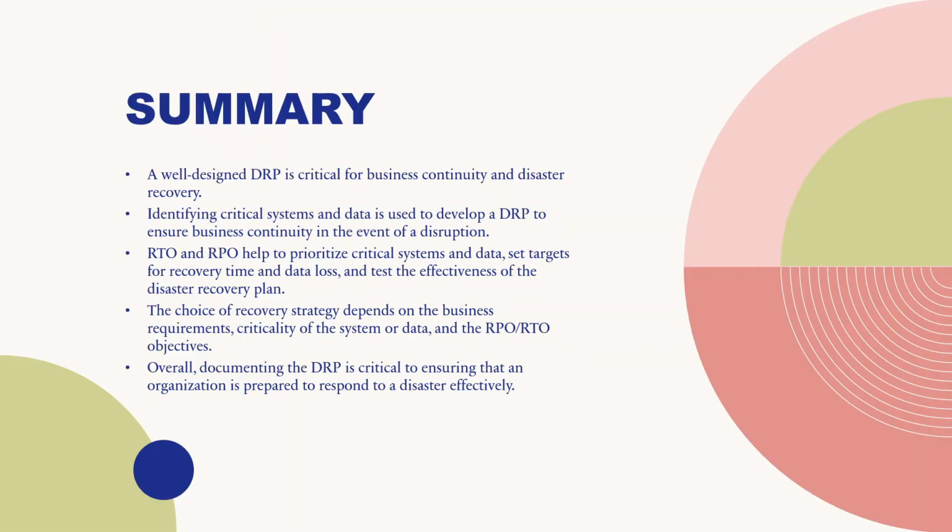So, in short, a well designed DRP is critical for business continuity and disaster recovery. Identifying critical systems and data is used to develop a DRP to ensure business continuity in the event of a disruption. RTO and RPO help to prioritize critical systems and data, set targets for recovery time and data loss, and test the effectiveness of the DRP. The choice of recovery strategy depends on the business requirements, criticality of the system or data, and the RTO and RPO objectives. Overall, documenting the DRP is critical to ensure that an organization is prepared to respond to a disaster effectively.